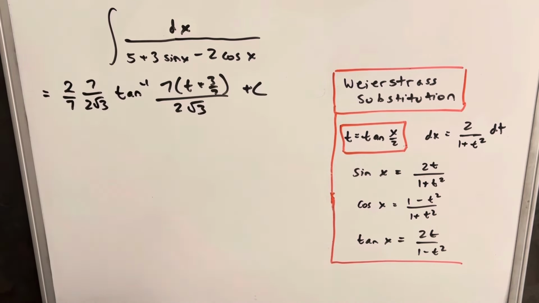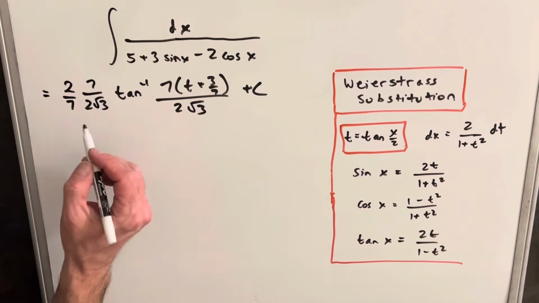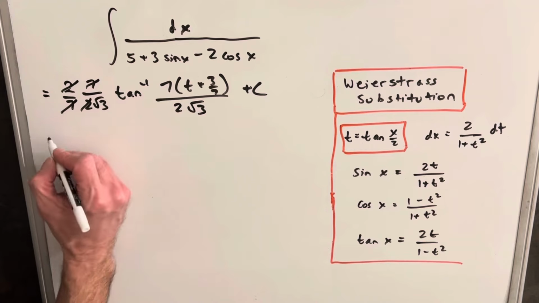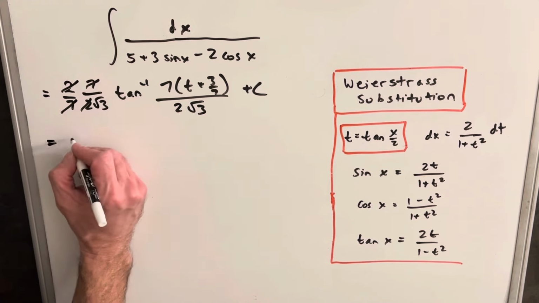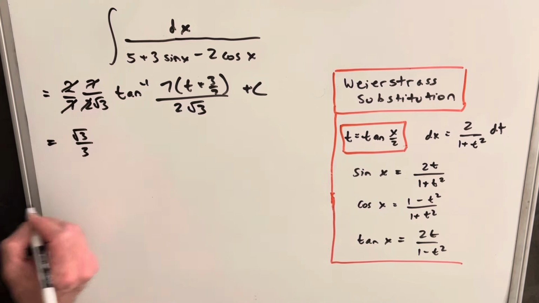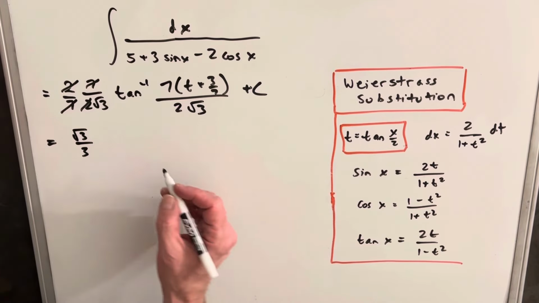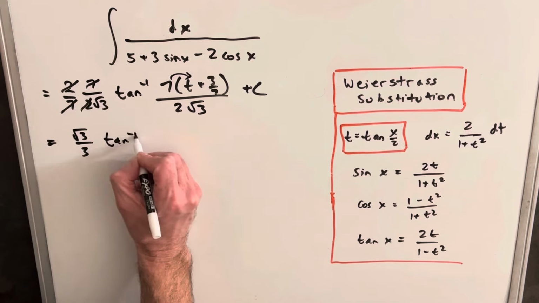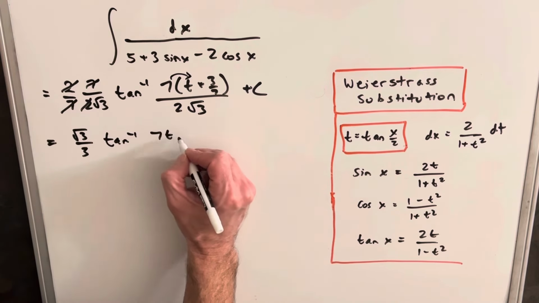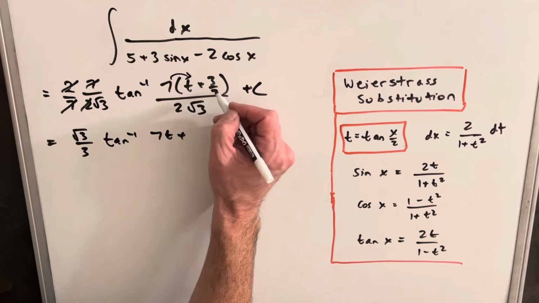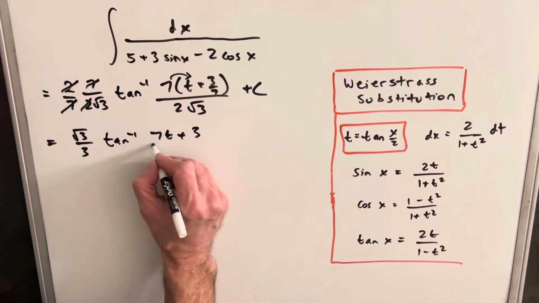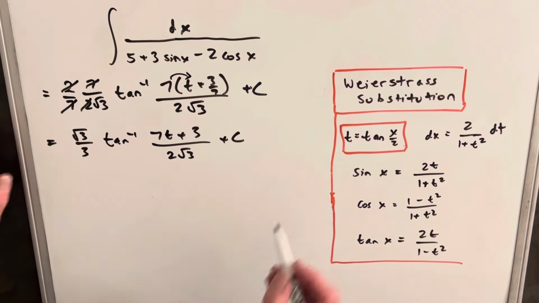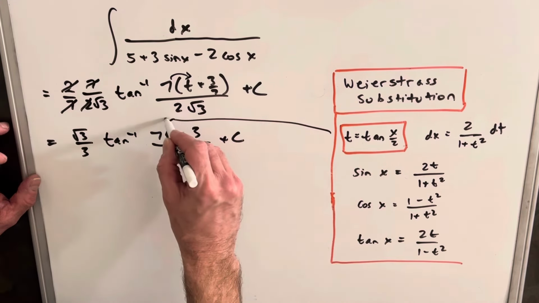Now that we have this, we want to see if we can clean it up a little bit. We can cancel a 7 and a 7 here, and a 2 and a 2 here. So we just have 1 over square root of 3. I'll write that as square root of 3 over 3 just to get it out of the denominator. And then here we're going to distribute in this 7. So we're going to have tan inverse of 7t, and then 7 times 3/7 is just going to be a 3, over 2 square root of 3, plus c. Then all we need to do to finish this off is back substitute for t.